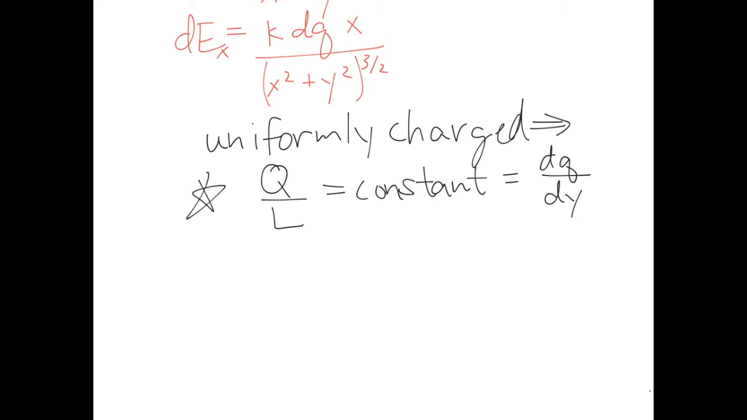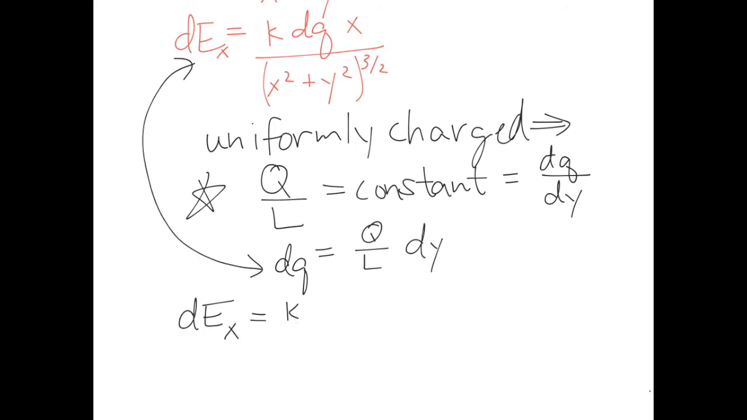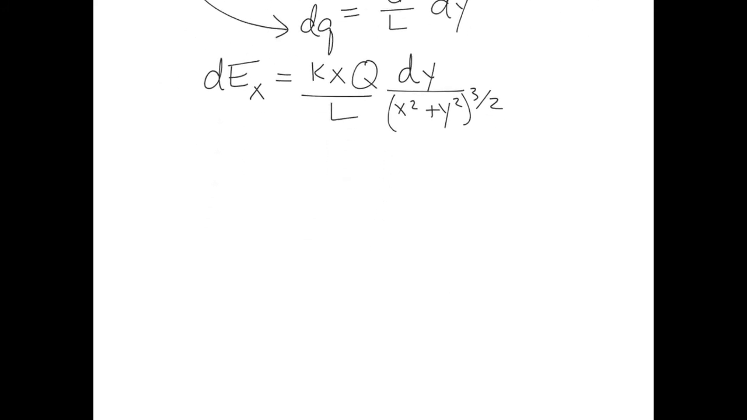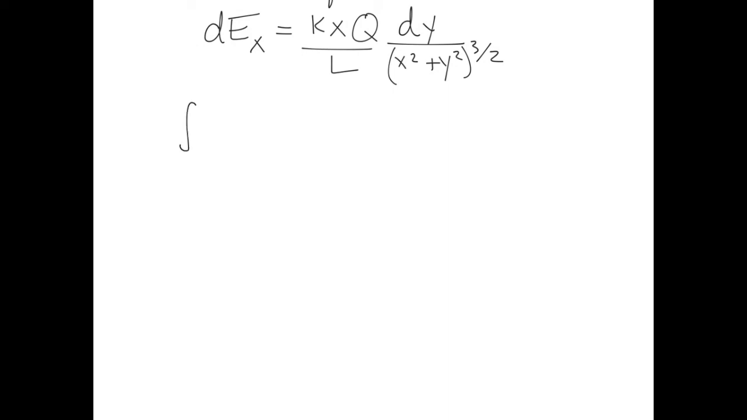Since it's a uniformly charged rod, we can make this substitution for dq. So dq is q over L dy. So going back to that equation, it's k times x times dq, which is q over L times dy over x squared plus y squared to the 3/2. Now we got something we can integrate. We just need to integrate this to get the whole electric field.